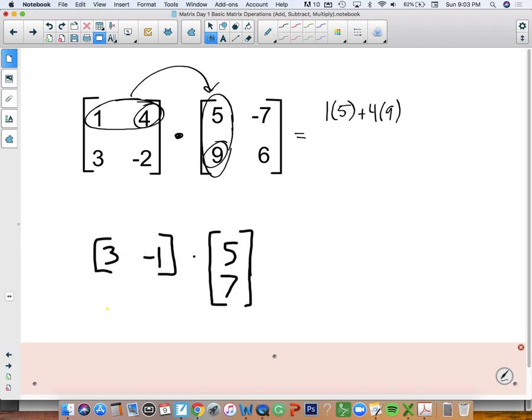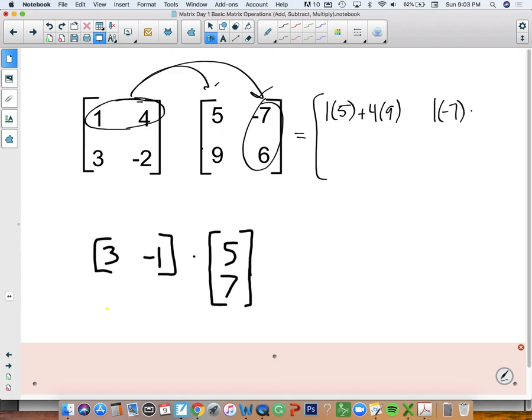Second element of each, okay? Then we bounce to the second column over here. All right, first row, we're still over there. Second column. Trying to make this as visual as possible since I'm doing a video on it. Okay, so it'll be 1 times the negative 7 plus 4 times the 6. So that would be 1 times the negative 7 and 4 times the 6. First element times each other, add them together. Second element times each other, add them together.